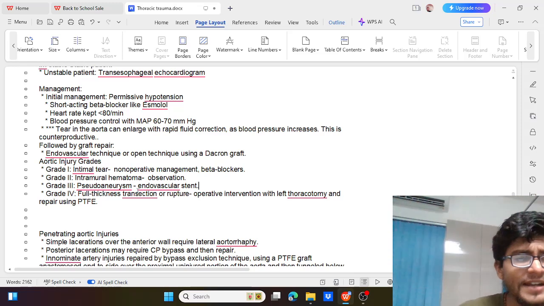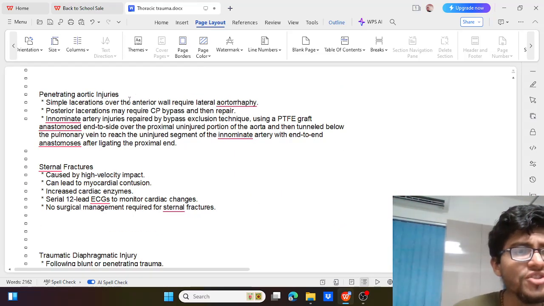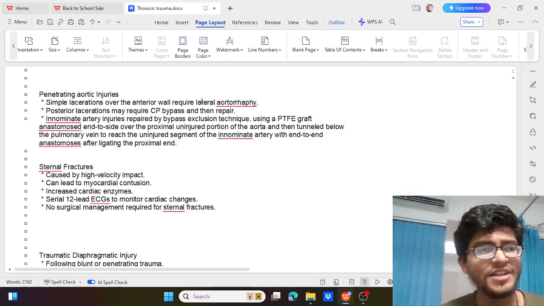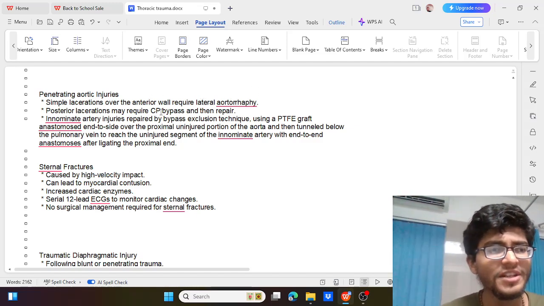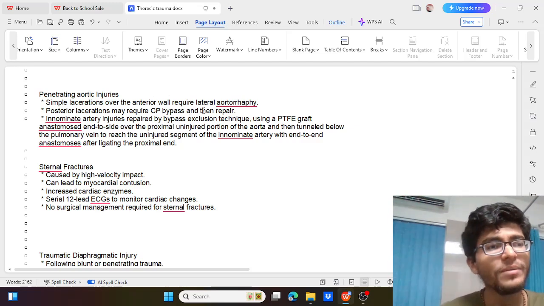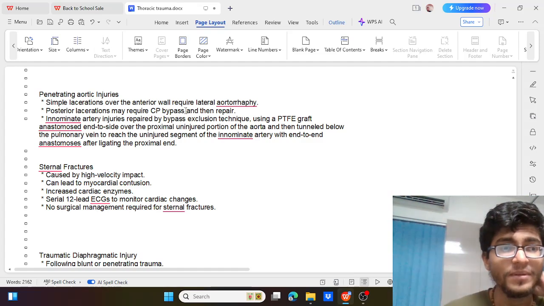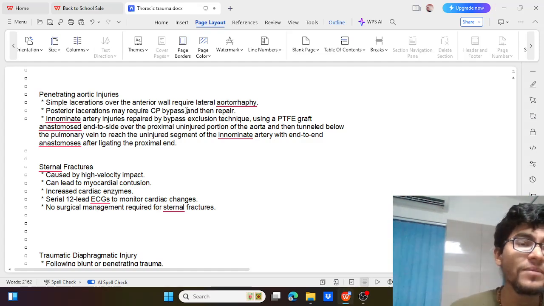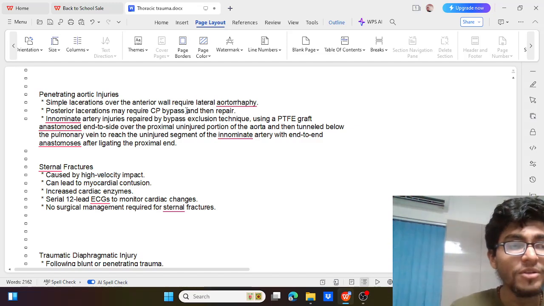So these are the grades and something about its management. In case of penetrating aortic injury, when there is simple laceration, then we go for aortorrhaphy in the anterior wall. In case of posterior laceration, we have to repair it with cardiopulmonary bypass. So it's a major surgery which requires cardiopulmonary bypass, like a heart-lung machine, so that the blood can be bypassed and again circulated in the body with the help of a machine.